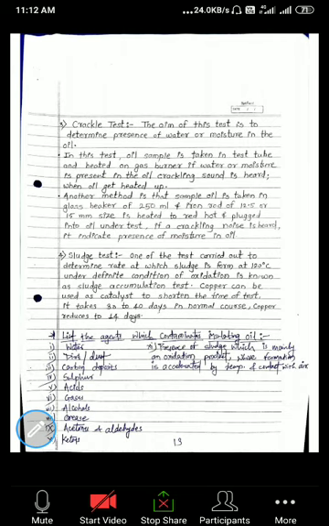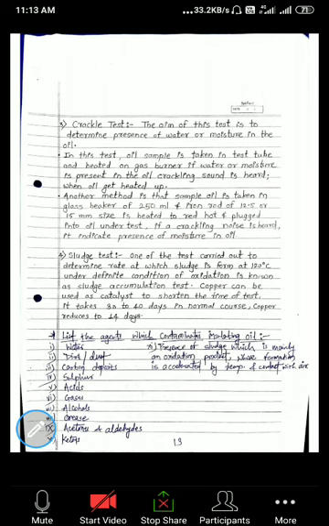Means for conduction of this sludge test you have to use copper as a catalyst. Other than copper, if you use another catalyst, definitely it will take 30 to 40 days, but if you use copper, definitely it will be reduced to 14 days. This is an important test.